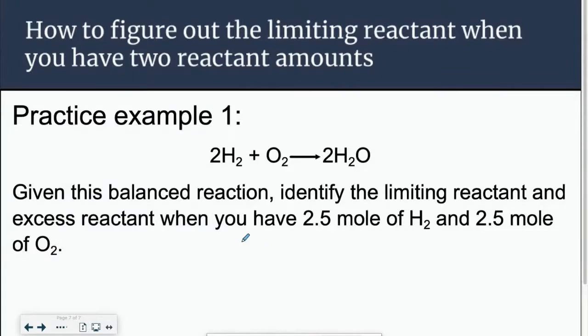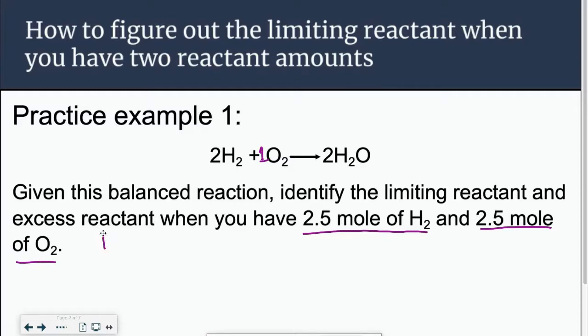Okay, so it's now time to try this practice example number 1 and see if you understand how to identify the limiting reactant and the excess reactant. In this problem, we have our water-making reaction, and you have 2.5 moles of H2 and 2.5 moles of O2. So pause the video, give this a try.